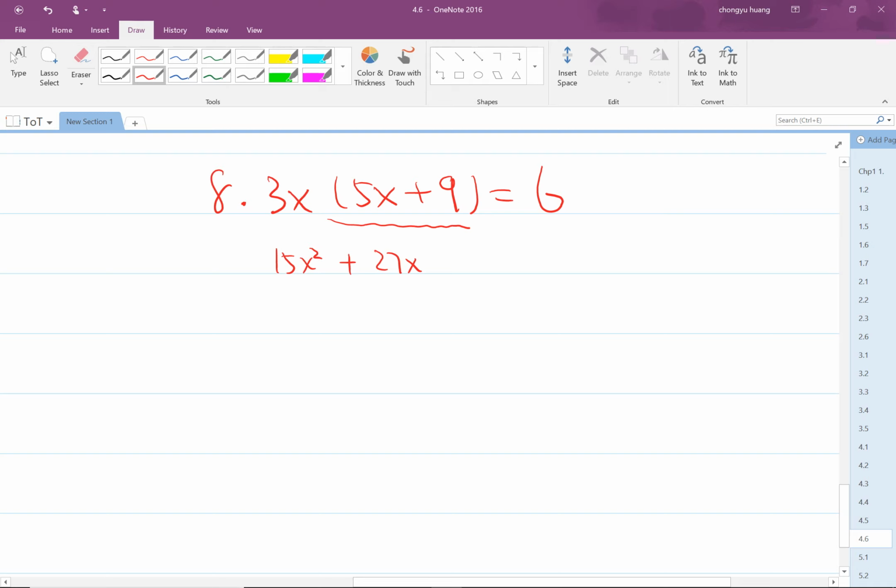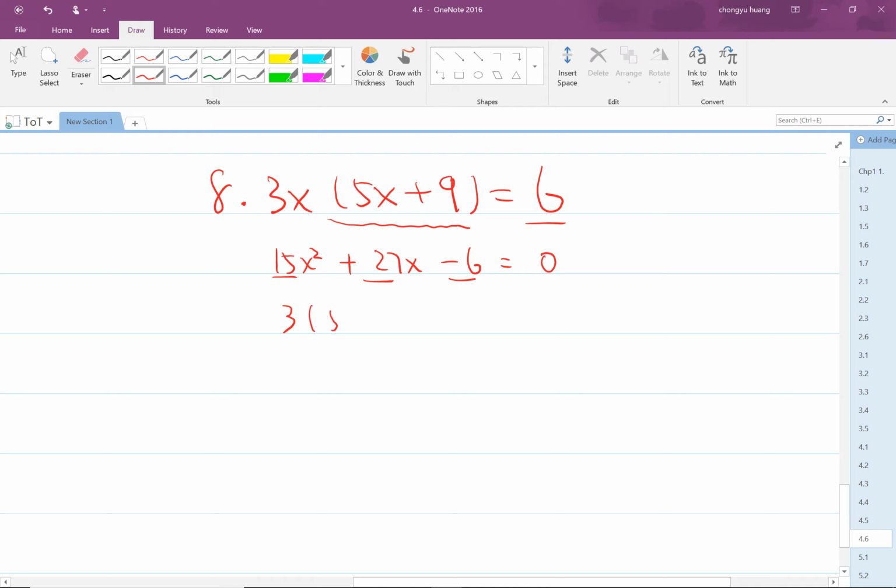Then we have a 6 on the other side, so we move it, and it becomes negative 6. Now you can see we can factor out some stuff. We have 15, 27, and negative 6, so their greatest common factor, GCF, is equal to 3.